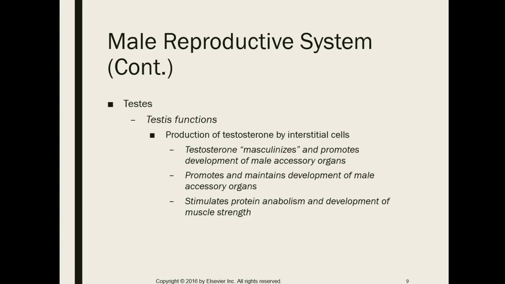So the last function of the testes that we'll talk about is the production of testosterone. This is the masculinization hormone. It's going to promote development of male accessory glands and organs, and it stimulates protein anabolism and the development of muscle strength. So this is what gives men that overall stronger masculine appearance.